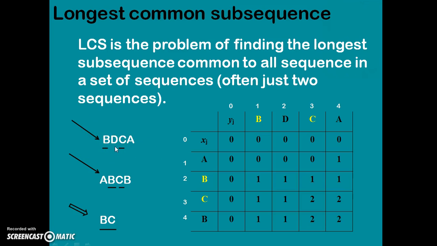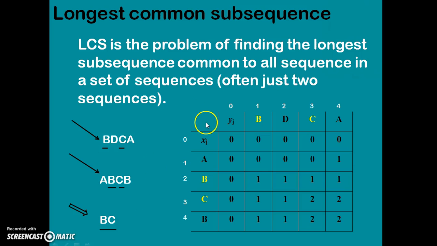So we have to find the longest common subsequence. Suppose this is another, second subsequence. We have to find the longest common subsequence between these two subsequences, which will be PC, because PC is common in these two subsequences. Generally we deal with two sequences in longest common subsequence.